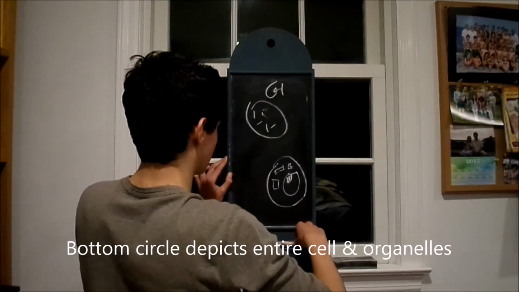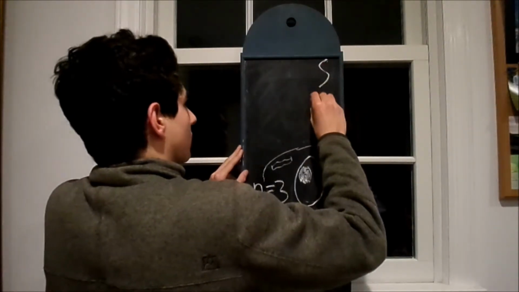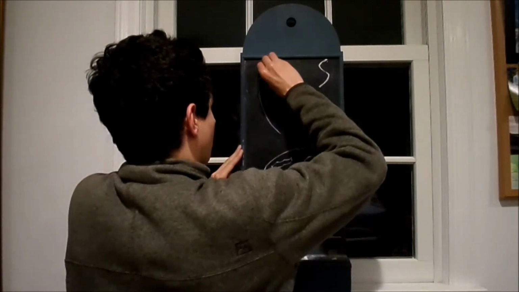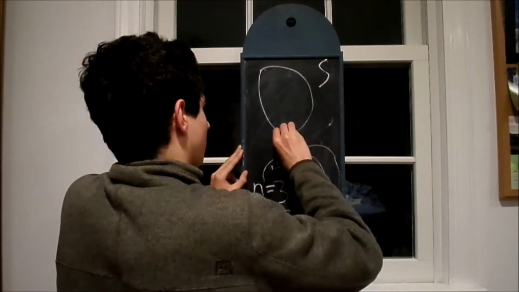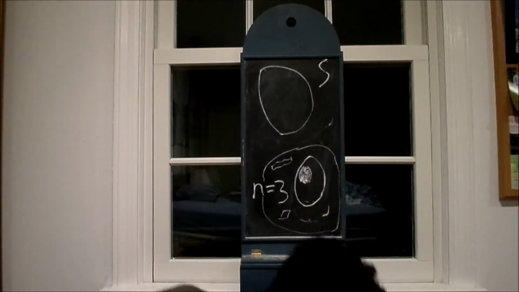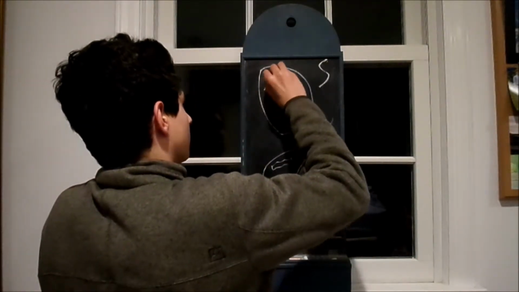The synthesis phase is where there come to be sister chromatids, which are, first of all, let me define what a chromosome is. A chromosome is condensed genetic material. The synthesis phase is supposed to copy all of that and make it double. So we have an n equals 3.